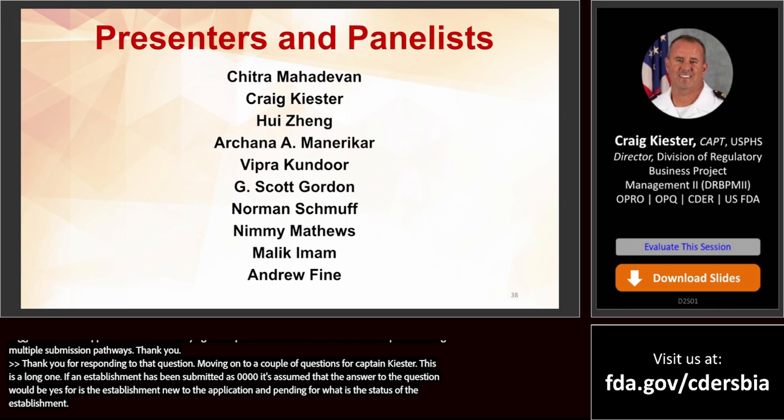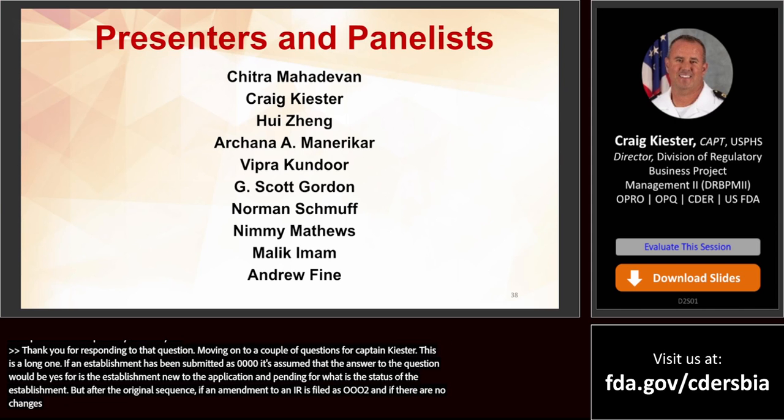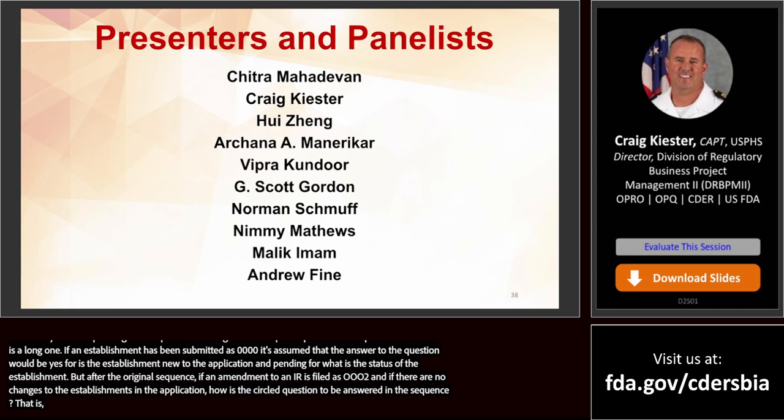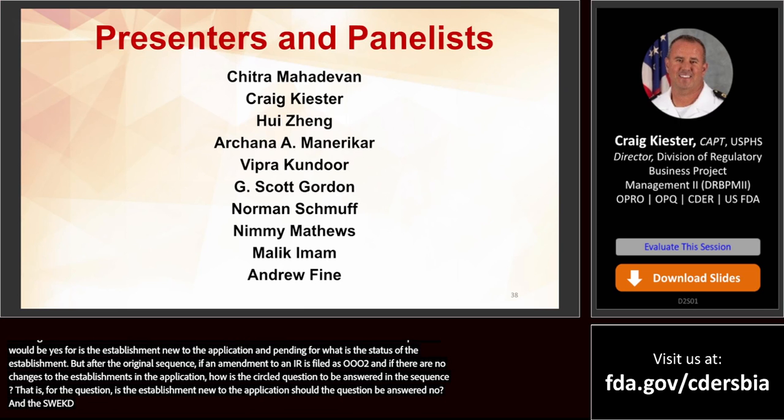But after the original sequence, if an amendment to an IR is filed as sequence 0002, still an unapproved ANDA, and if there are no changes to the establishments in the application, how is the circled question to be answered in this sequence? That is, for the question, is the establishment new to the application? Should the question be answered no? And the second question, what is the status of the establishment, remain as pending?